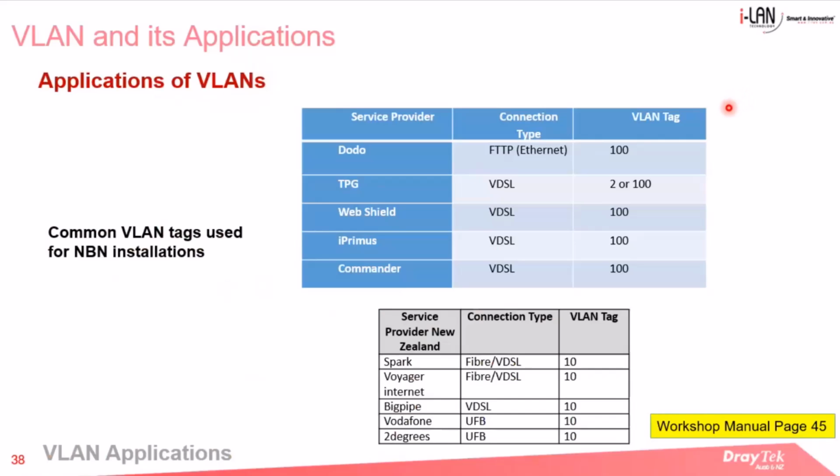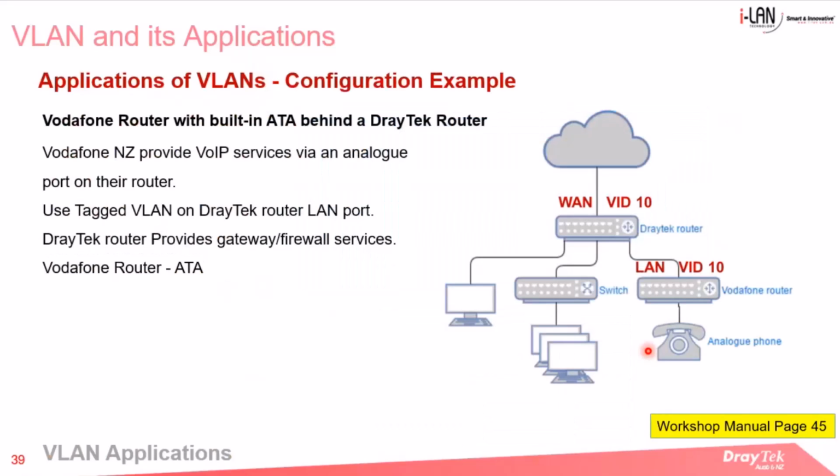So in the diagram above, we show the common VLAN tags in Australia. Usually it is the number 100. For TPG, it uses 2 or 100. For Telstra fiber, I believe there's a requirement to use VLAN tag 101 or something. And in the diagram below will be the common VLAN tag for the service providers in New Zealand, which is VLAN tag 10.